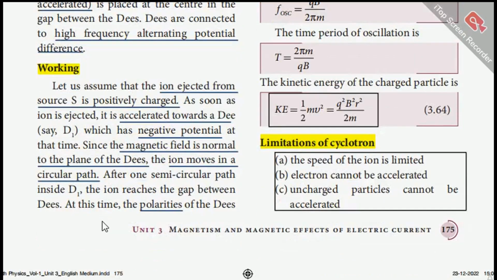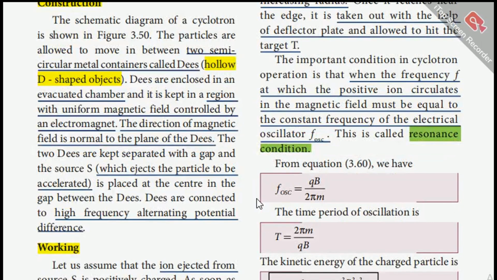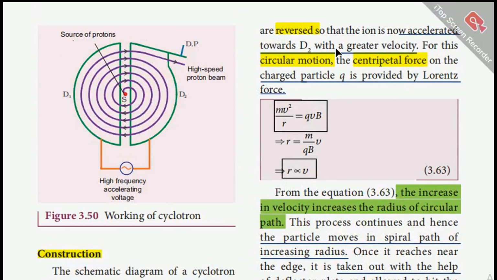Now let us see how it works. Let us assume that the ion ejected from the source S is positively charged. As soon as the ion is ejected, it is accelerated towards a D, let it be D1, which has a negative potential at that time. Since the magnetic field is normal to the plane of the Ds, the ion moves in a circular path. After one semicircular path inside D1, the ion reaches the gap between the Ds. But at this time, the polarities of the Ds are reversed as we are applying an alternating current. They are reversed so that the ion is now accelerated towards D2 with a greater velocity.